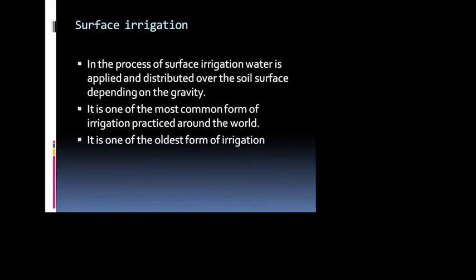Now let's see what is surface irrigation. In the process of surface irrigation, water is applied and distributed over the soil surface depending on the gravity. So there is no external force applied for the flow of water, just solely based on gravity the water flows through the fields. It is one of the most common methods. So around the world it is one of the most common methods used, and it is also one of the oldest forms of irrigation, used for centuries. Now let's see the next slide.